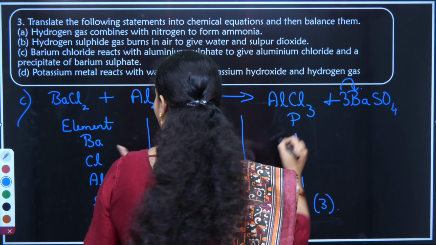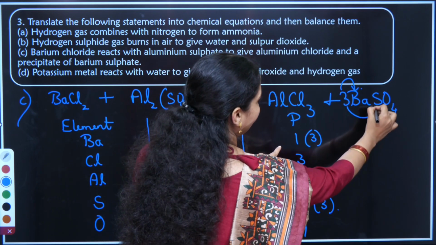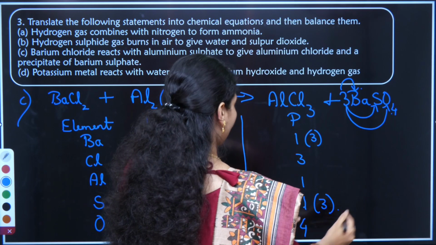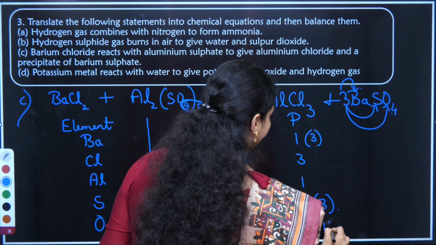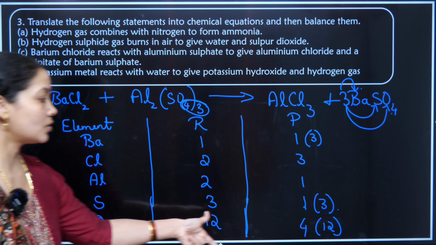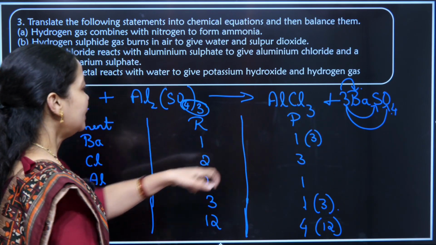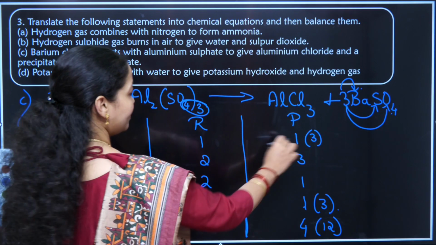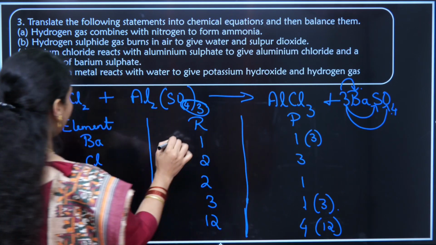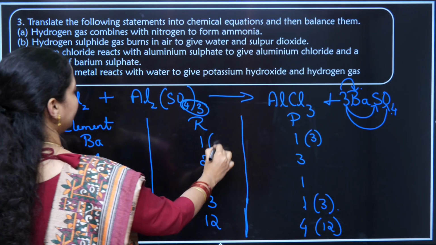Barium is turning 3, so I am writing 3 next to the barium on the product side. Sulfur is 3, I wrote it already. 3 4s are 12 becomes the oxygen, so oxygen is 12 here. Now I can see that the two elements sulfur and oxygen got balanced when I added a 3 in front of barium sulfate. Now my barium was not balanced. It is 3 in the product and 1 in the reactant, and hence I am adding a 3 in front of barium here.